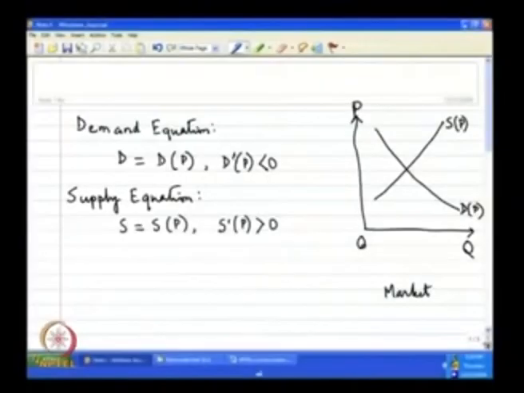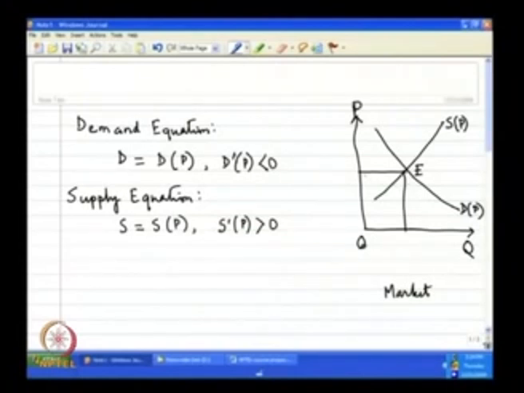And in this model, the model will tell us that the equilibrium price in the market will be that price where demand and supply are equal, which is happening at the point of intersection. E is the point of intersection, or the equilibrium point. So E is the equilibrium point.